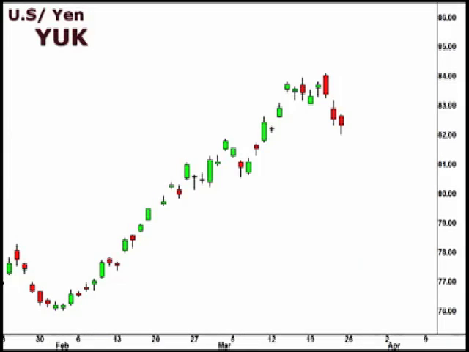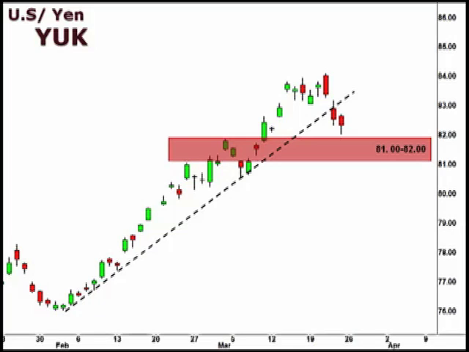Let's take a look at the YUK, the US dollar versus the Japanese yen. Well, the YUK broke the uptrend line, indicating the potential for a bigger picture retracement lower. After already trading down to test 82, we are open to a bounce here. However, a break below the 81.82 support confirms a continuation in this most recent move lower.